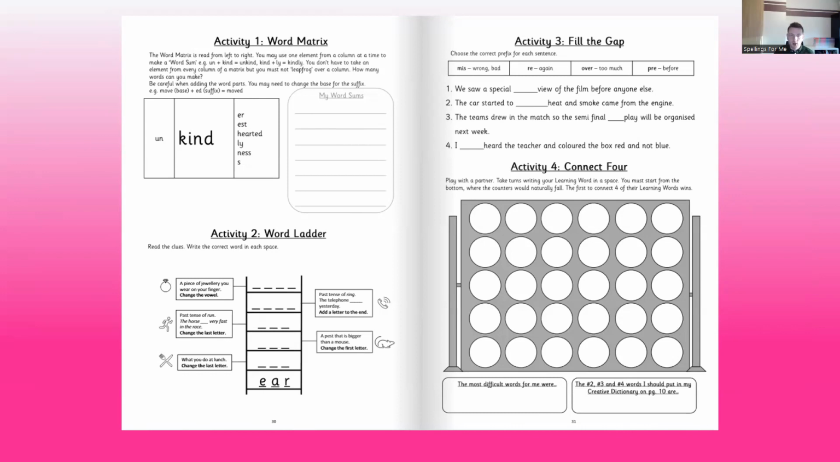That's Monday's activity. Tuesday's activity, as you can see, is a word ladder. It should be completed during this Drop Everything and Spell as well. Wednesday's activity is Fill the Gap. And the game is always every second Thursday. As you can see here, the game is Connect Four.